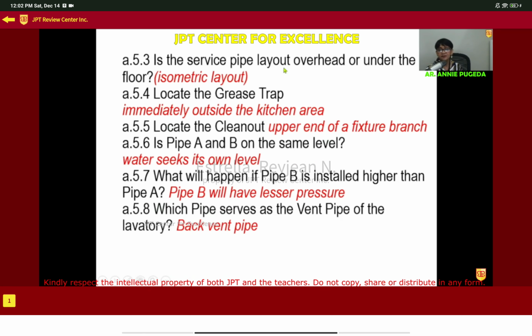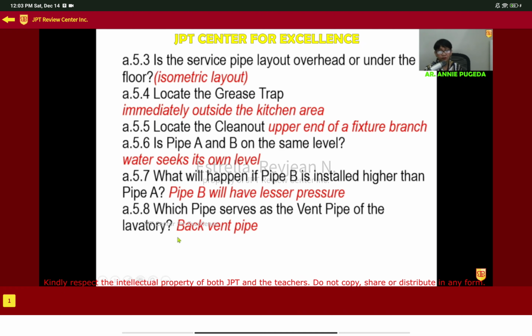Okay? In the service pipe layout, overhead or under the floor, ba is the service pipe? Is the service pipe layout overhead or under the floor? Kailangan may isometric layout ka nito. Kita niyo naman yan kung nasa kisame, nasa ilalim. Locate the grease trap. Ayan, immediately outside the kitchen area. Locate the clean out. Upper end of a fixture branch. Is pipe A and B on the same level? Ano yun yung prinsipyo? Water is on level. So kung yung pipe A ay mas mataas at B ay mas mababa, mas malakas ang pressure ng tubig sa B. What will happen if B is installed higher than pipe A? Pipe B will have lesser pressure.